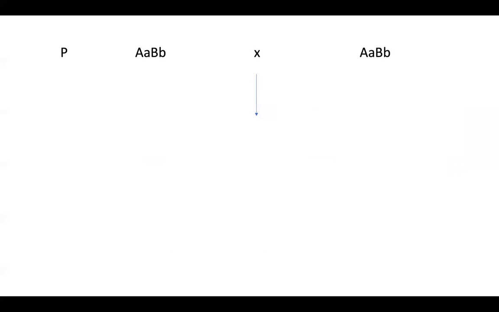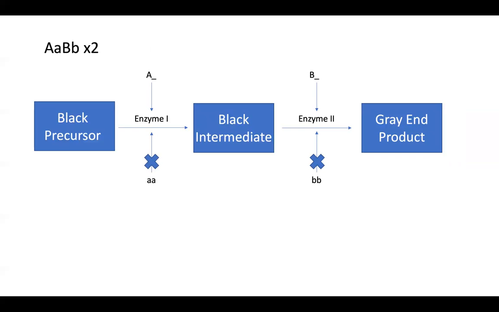So if we had the parent generation of big A, big A, big B, big B, times little a, little a, little b, little b, we cross that, we would get the first generation of big A, little a, big B, little b, which we would then cross by itself to get the second generation and its phenotypic ratios. For this pathway, we're going to use a black precursor, a black intermediate, and a gray end product to help us establish ratios. So starting with the 9 big A, big B, you would start at the black precursor.